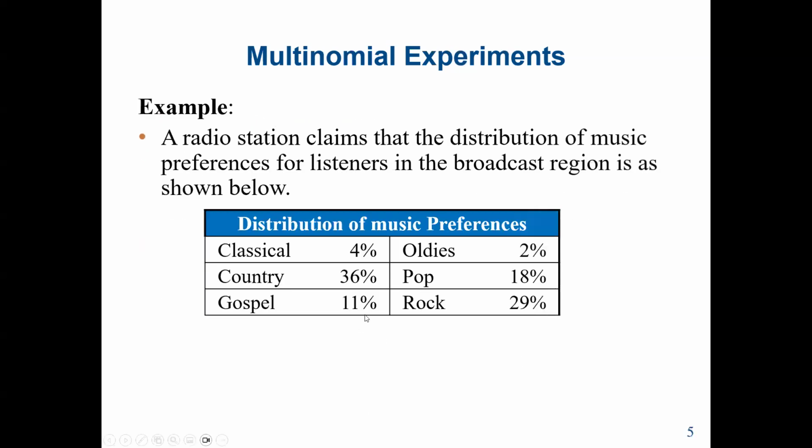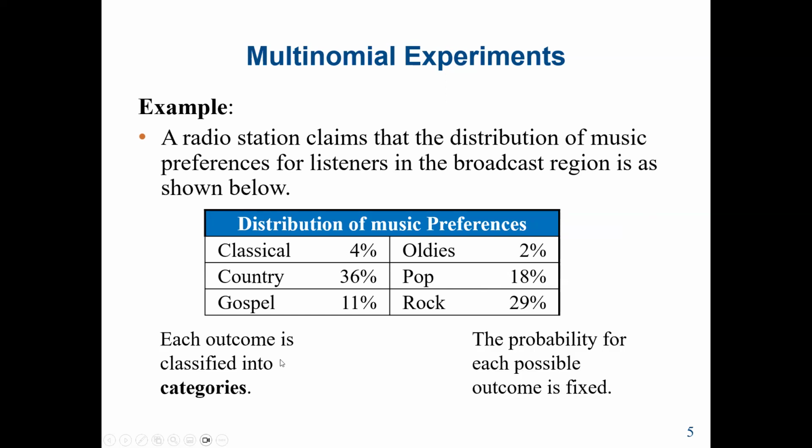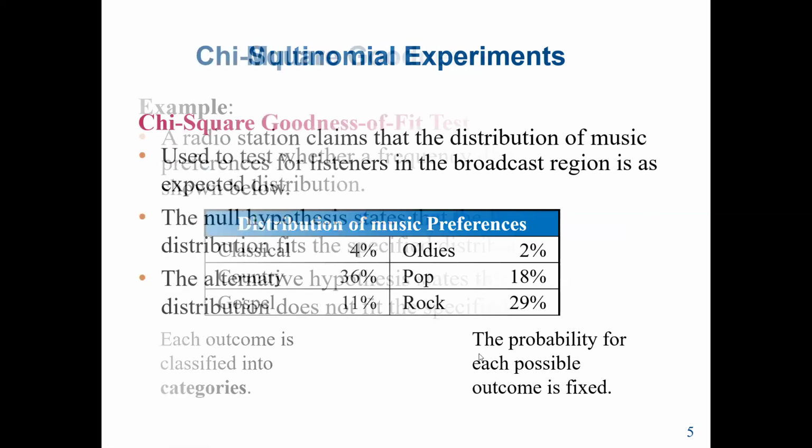Again, we shall see an example. Here we see a radio station claims that the distribution of music preferences for listeners in a broadcast region is as follows. We have classical for 4%, country music for 36%, gospel for 11%, oldies for 2%, pop for 18%, rock for 29%. Now, each outcome is classified into categories, and also the probability for each possible outcome is fixed. So those are the two conditions.